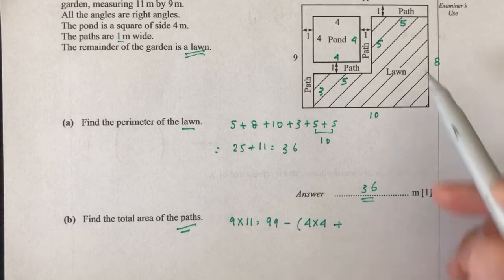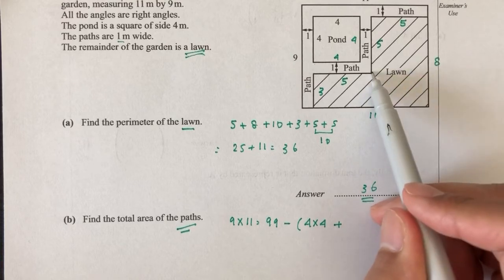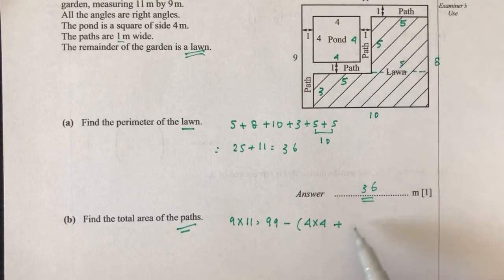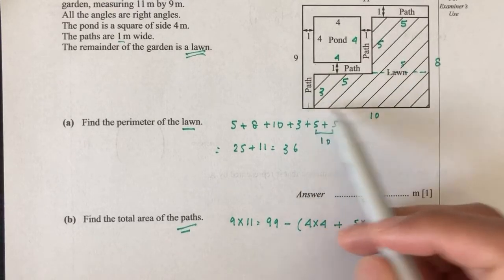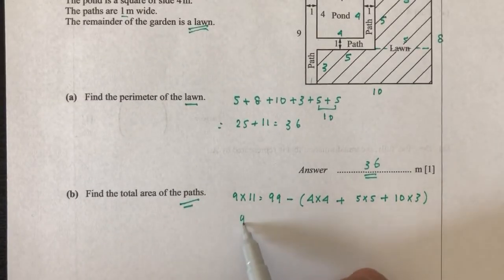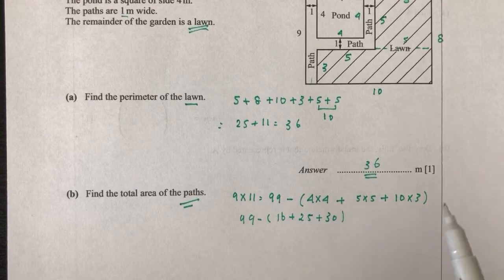And what is the area of the lawn? We have to break it down into two parts. If you draw this line here, that will be 5. So 5 times 5 will be the area of the square, plus this one will be 10 times 3. Let's simplify. We have 99 minus 16 plus 25 plus 30.